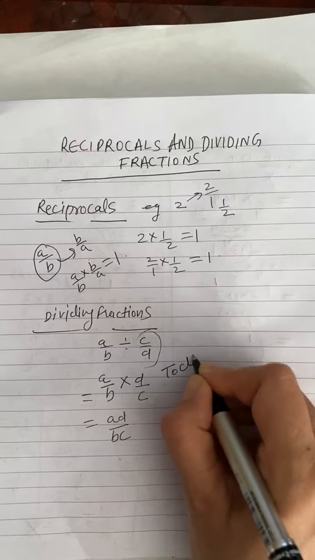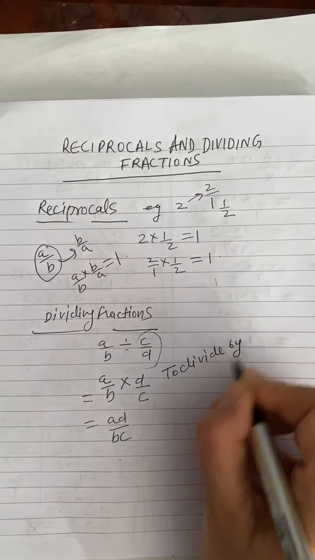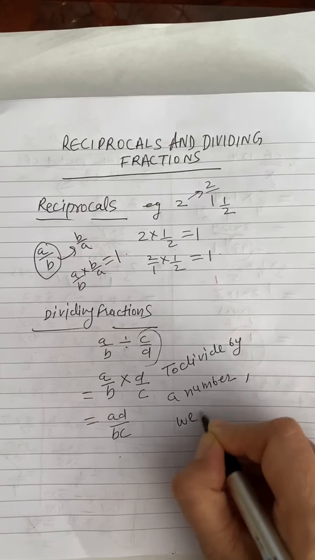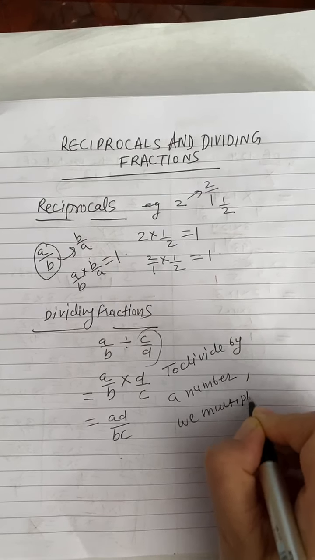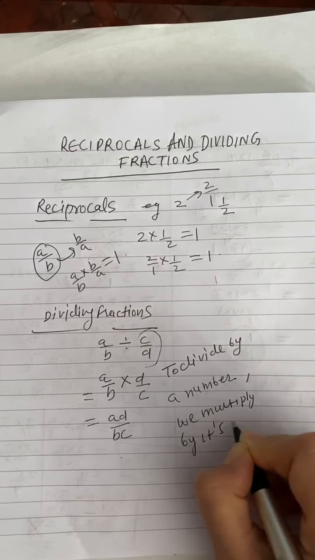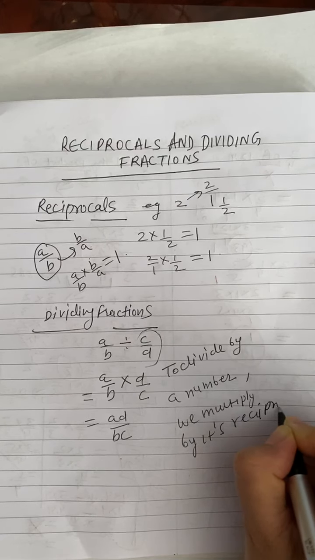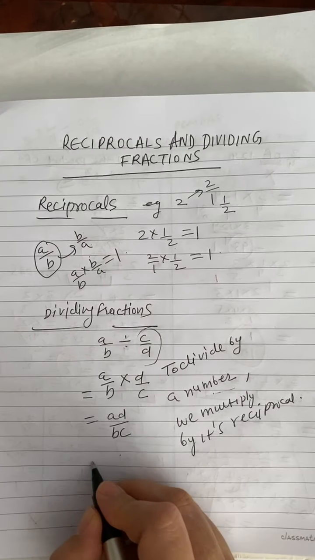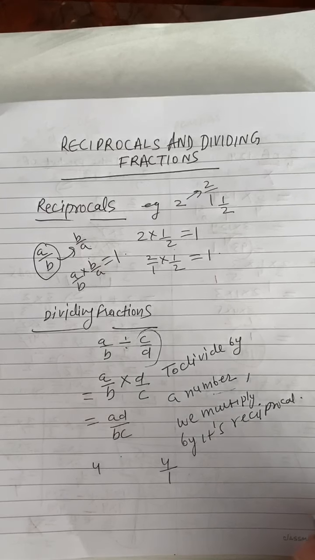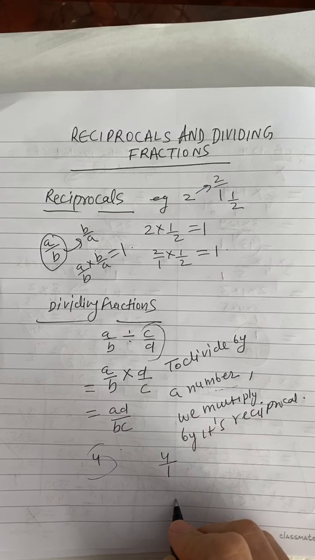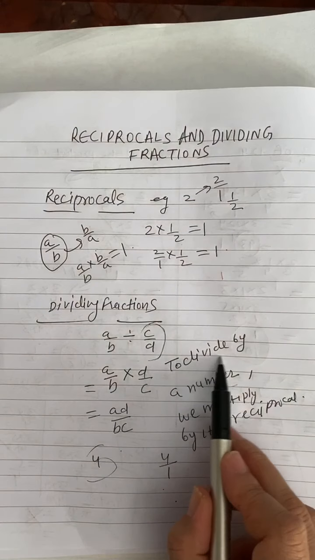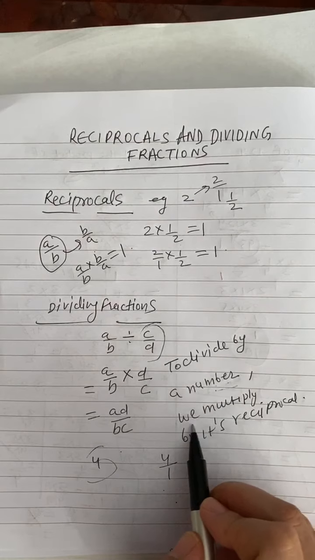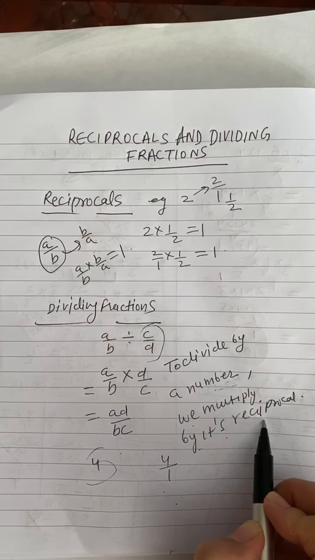So to divide by a number or fraction, we multiply by its reciprocal, because every number can be written as a fraction. If you have, let's say 4, it can be represented as 4 divided by 1. So every number can be represented as a fraction. That's why, to divide by a number, which can be a fraction, we multiply by its reciprocal.